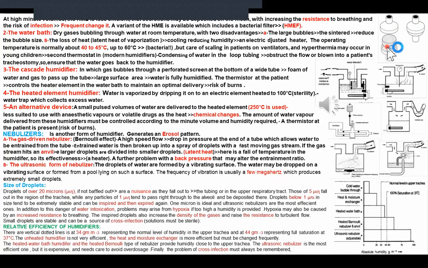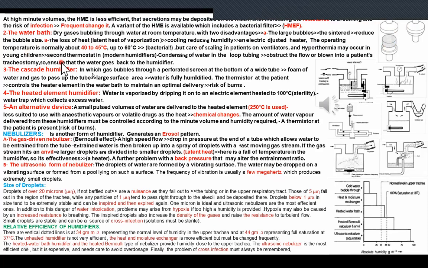And we must put in our mind high minute volume ventilations. It could be affected in its function. Of course, nowadays we add a bacterial filter on it, so we call it HMEF humidifier.